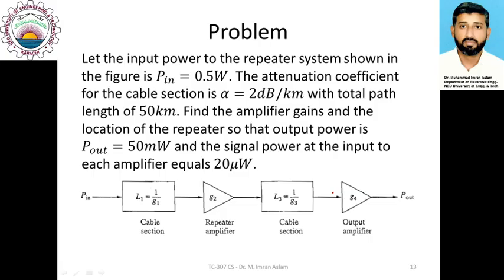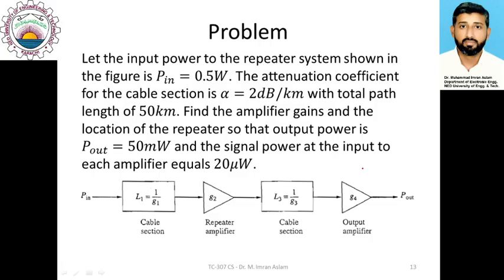So this is our problem. We are encountered with a 4-stage system with certain gains and losses, because amplifiers would be providing gains, whereas the cable section would be providing some loss. And we want to calculate 3 things. First is the location of this repeater, second is the gain of these two amplifiers. So let us start our problem.